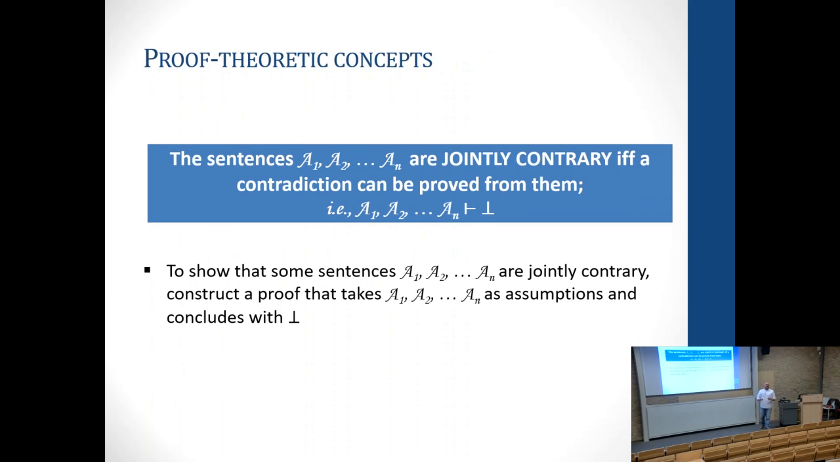We also have the notion of joint contrariness. Some sentences are going to be jointly contrary if and only if you can take them as assumptions and derive a contradiction from them, just like with TFL.